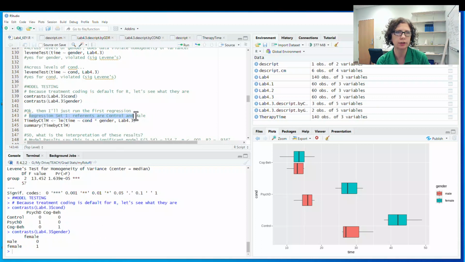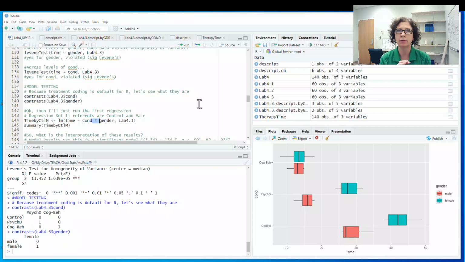Our first regression will be with the referent control and male. And I named this one time by control male so that I'll know what it is in the environment later. This is the linear model of time predicted by treatment condition and gender. Now notice here I have a multiply. This is different than before. This is so that we get that interaction term included.